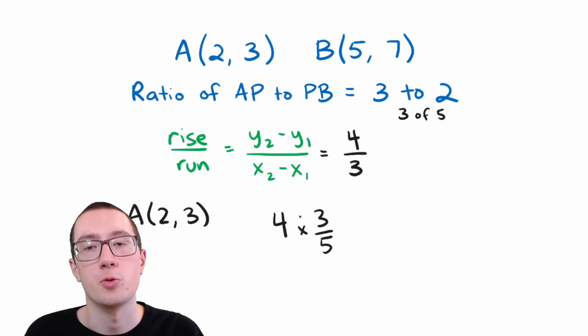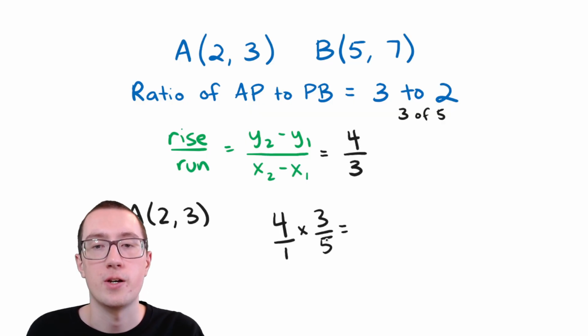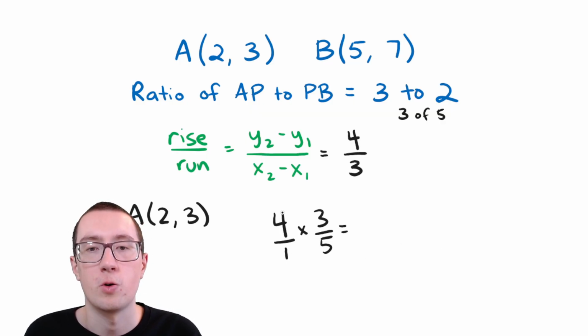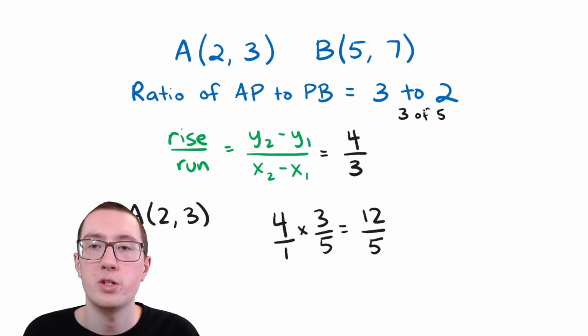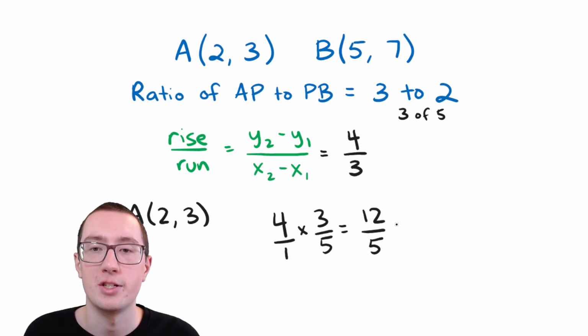But remember that when you're multiplying a fraction by a number, that number is just over 1. And we need to multiply the tops and the bottoms of the fractions. So 4 times 3 is 12, and 1 times 5 is 5. So our rise was 4, and 3/5 of that is 12 over 5. But for this, it might actually be easier to just do this in decimals. So if you want, you can put 12 divided by 5 into your calculator, and you should get 2.4.